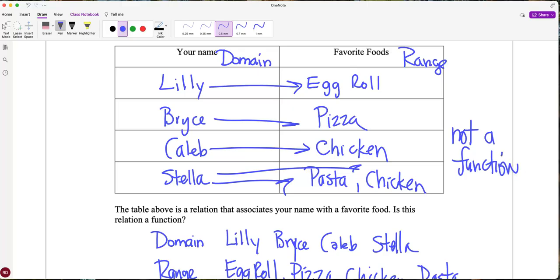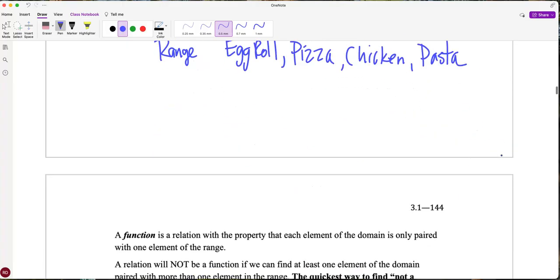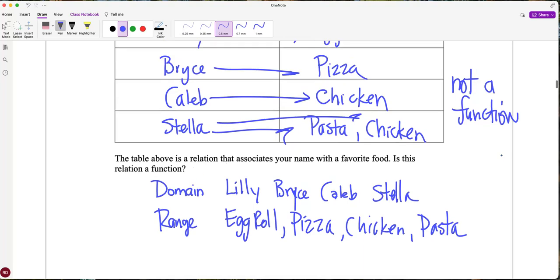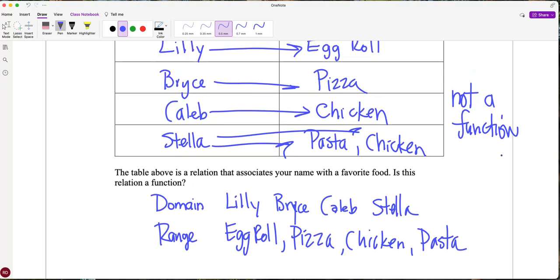So this one is not a function, because the input for Stella gave me two different answers. If it's a function, I only get one answer. It's not Stella's fault because I made her do it. So I sort of set her up on that one. Yeah, because chicken would give you two different people's names. If Stella had said pasta and we'll say Brussels sprouts, then the inverse would have been a function.